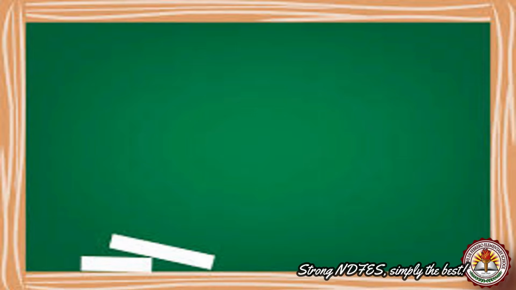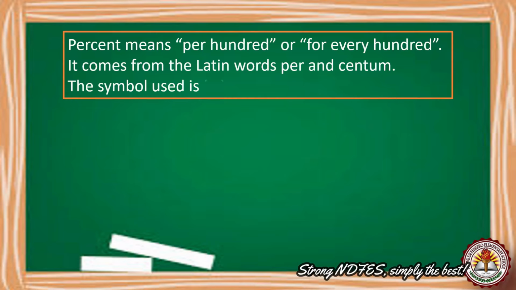Let us start with the first objective. Let us define first what is percent. Percent means per 100 or for every 100. It comes from the Latin words per and centum. The symbol used is percent.